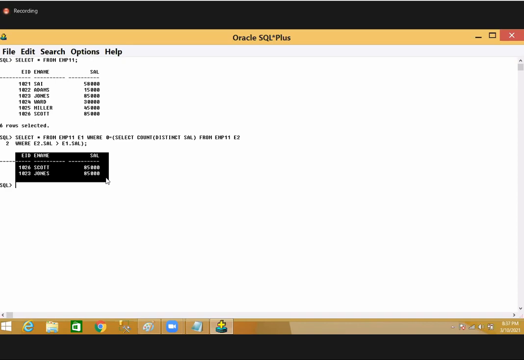Okay, so now understand here. There are 2 employees getting the highest salary. Scott is one person and Jones is one more person.